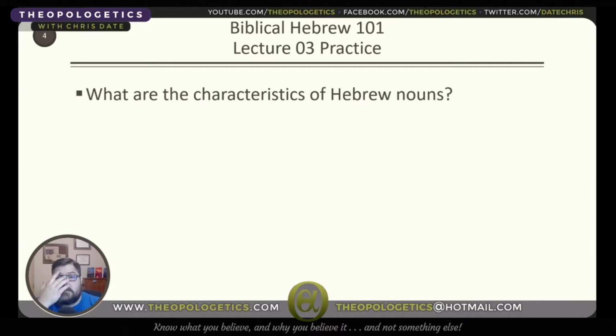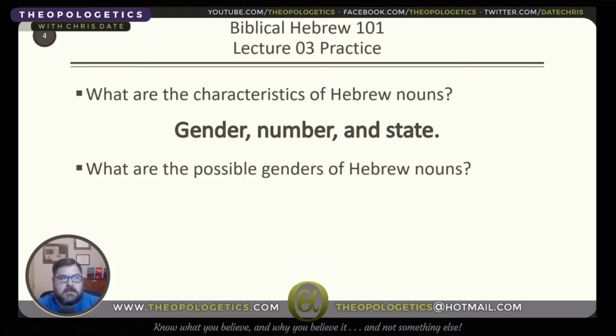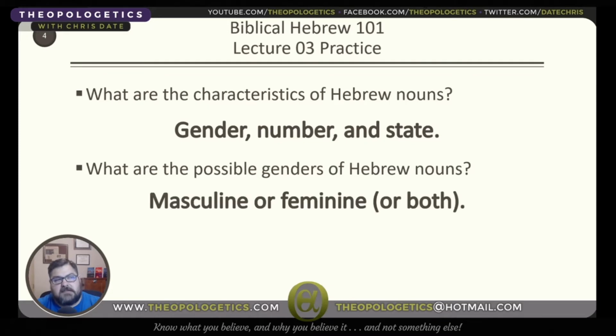What are the characteristics or properties of Hebrew nouns? The answer is gender, number, and state. What are the possible genders of Hebrew nouns? In other words, if you're asked what gender a Hebrew noun is, what could your possible answers be? Masculine or feminine, or both.